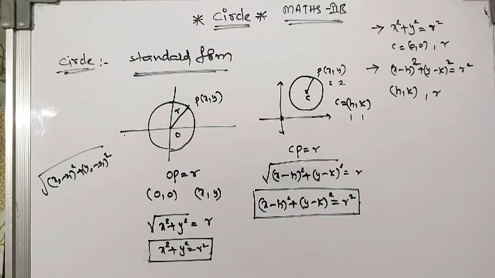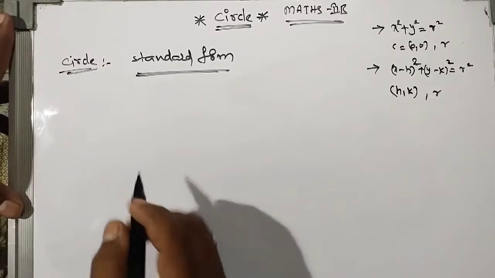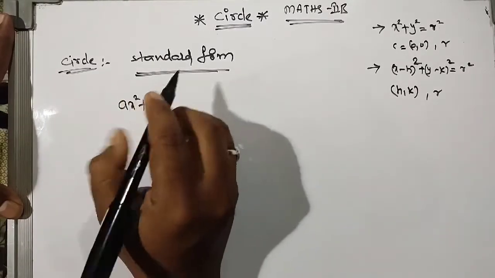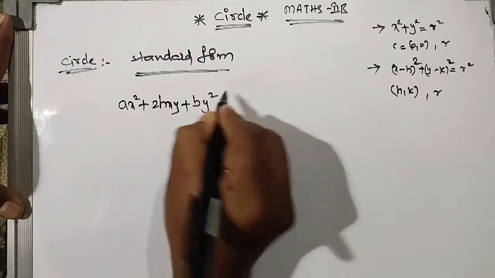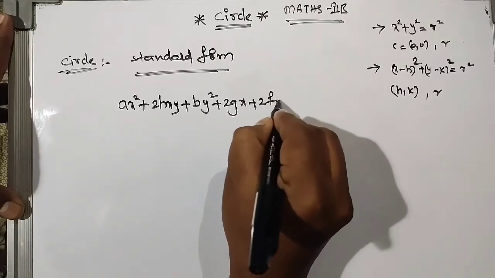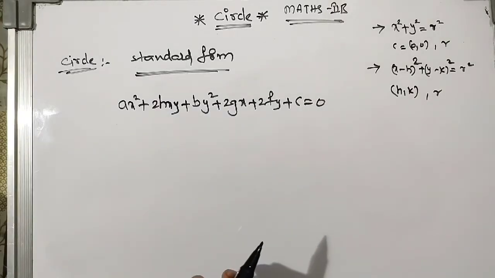So now we go for the general form of the circle. For that purpose I will take one equation here. This is the second degree equation, that is ax square plus 2hxy plus by square plus 2gx plus 2fy plus c is equal to 0. This is the second degree equation.